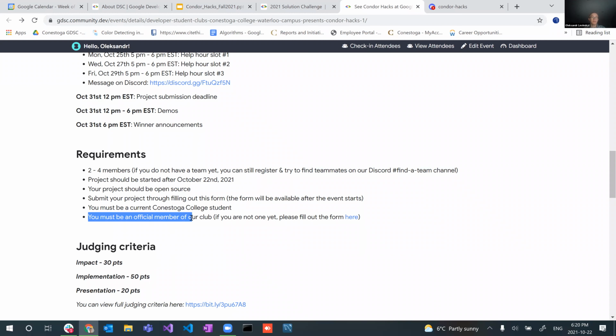And you also must be an official member of a club. It's very simple. If you are not one yet, it's all good. But this step is important if you want to receive prizes. So if you're not an official member yet, please become one, so you're eligible to receive prizes.